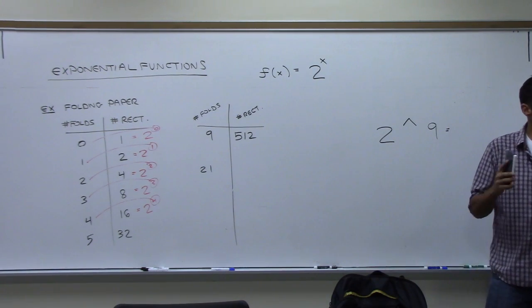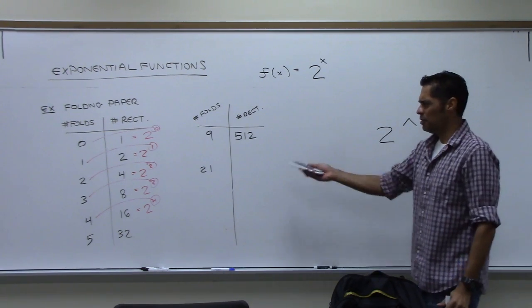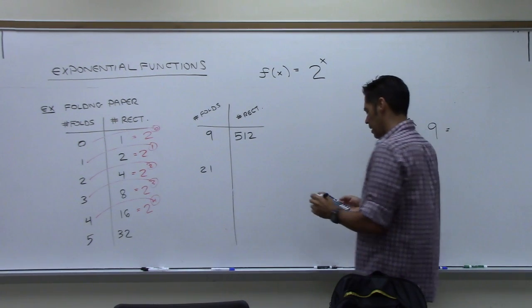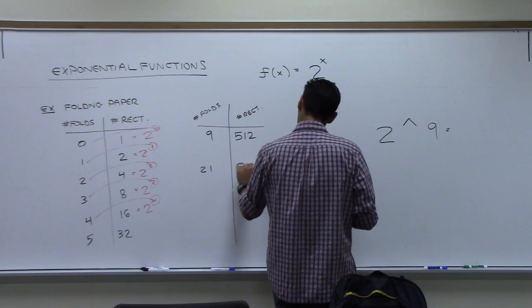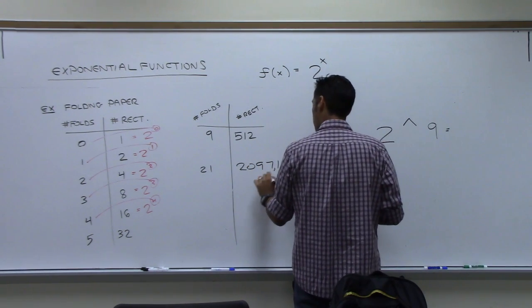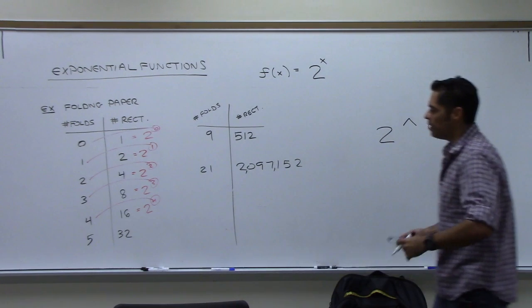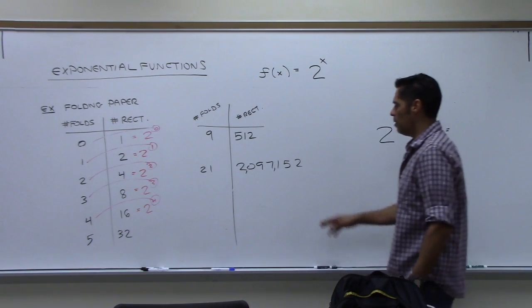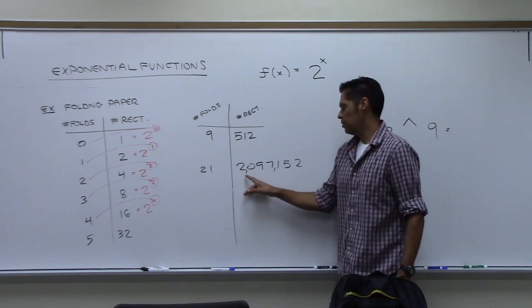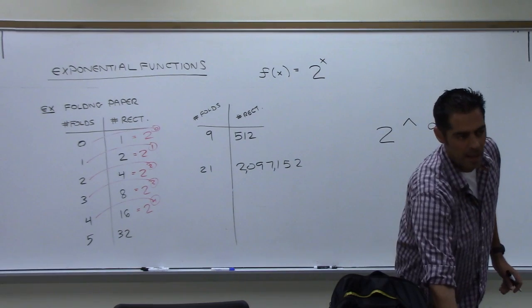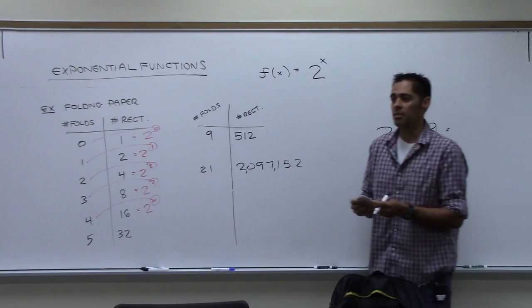Everyone got that? Try 2 to the 21st. Oh, okay, that's not so bad. 2097152. So if you could fold it 21 times, it would be 2,097,000 something like that, rectangles. And that's why it becomes physically impossible.